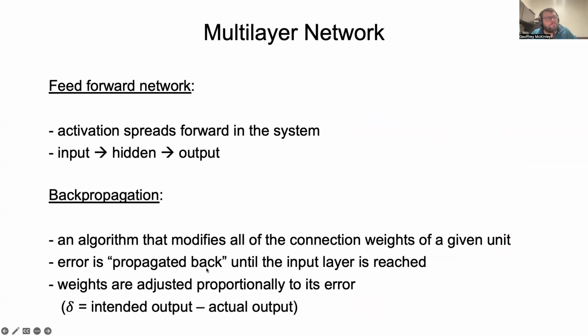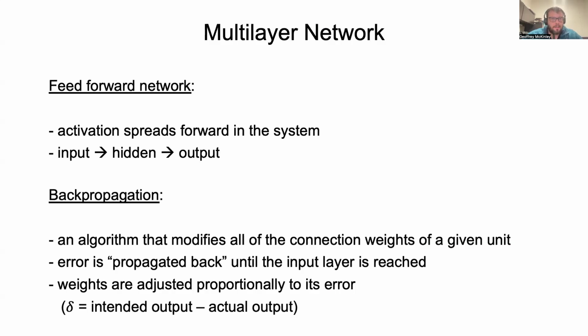So these multi-layer neural networks are called feed-forward networks, where activation spreads forward in the system, meaning that the input units get activated, they send their activation to the hidden units, and then the hidden units get activated and send their activation to the output units. And there's this thing called backpropagation. Backpropagation is essentially the equivalent of the perceptron convergence rule, except now we're talking about multi-layer networks.